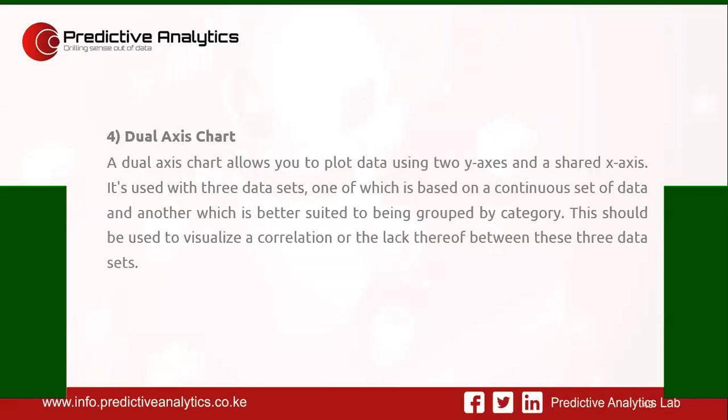Then we have the dual axis chart. A dual axis chart allows you to plot data using 2 y-axes and a shared x-axis. X-axis is the bottom, the vertical is the y. It's used with 2 data sets, one of which is based on a continuous set of data, and another which is better suited to being grouped by category. This should be used to visualize a correlation or the lack thereof between these data sets.